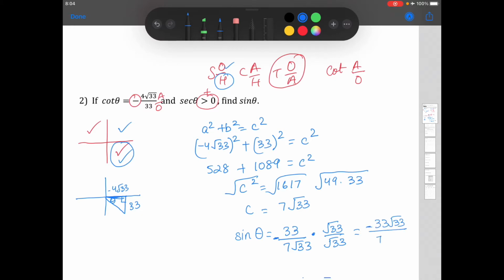It's negative 7 over 7 times √33. The 33's cancel out, and my final answer is negative √33 over 7. So that is what the ratio for sine theta is, right? I'm hoping we're all very comfortable doing these questions.